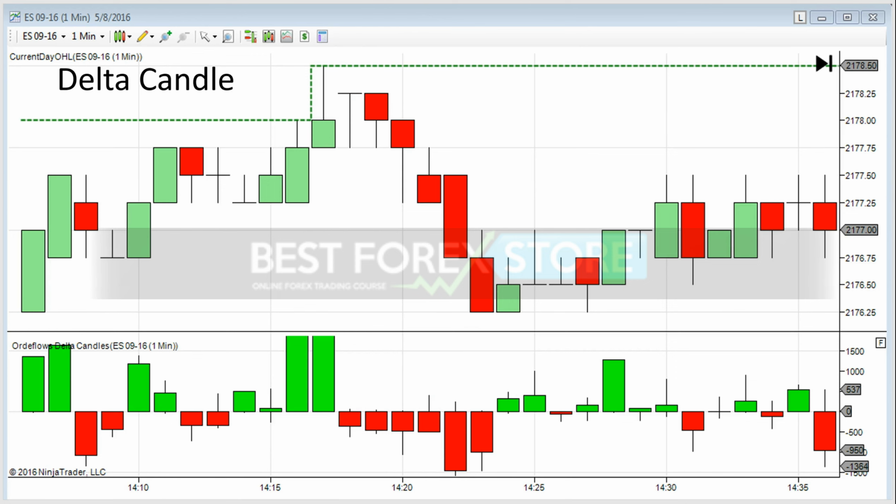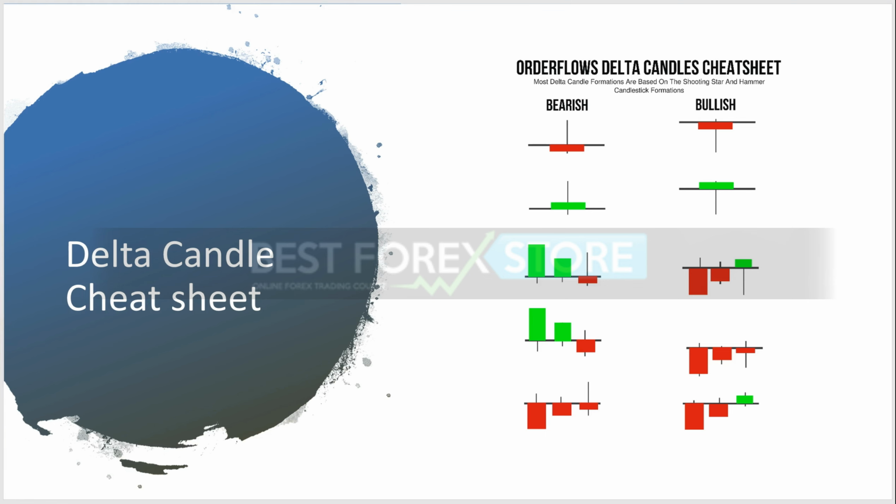Now, years ago, I created my Orderflows Delta Candles cheat sheet. And these are the most common candlestick formations that I look for in the delta. There's bearish ones, there's bullish ones. After I created this years ago, I put it on a piece of poster board and I stuck it to my wall. It was on my wall till a couple months ago when I moved house. That was the first time I took it down from the time I created it.